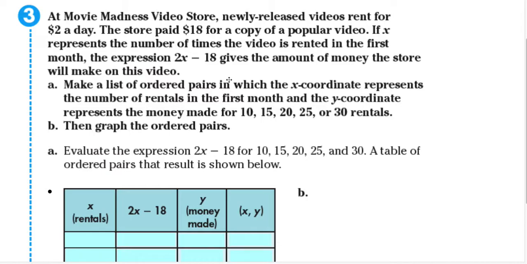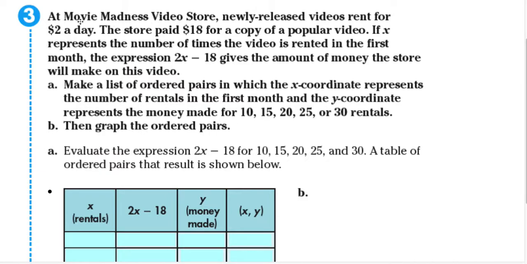At a Movie Madness video store, newly released videos rent for $2 a day. The store paid $18 for a copy of a popular video. If x represents the number of times the video is rented in the first month, the expression 2x minus 18 gives the amount of money the store will make on this video. Why is it 2x minus 18?